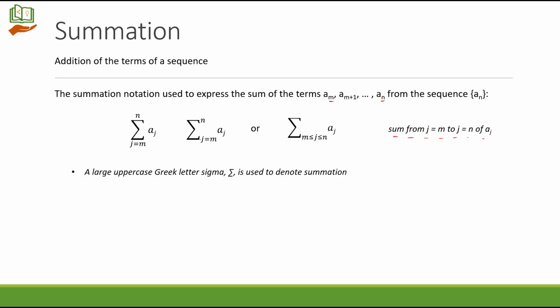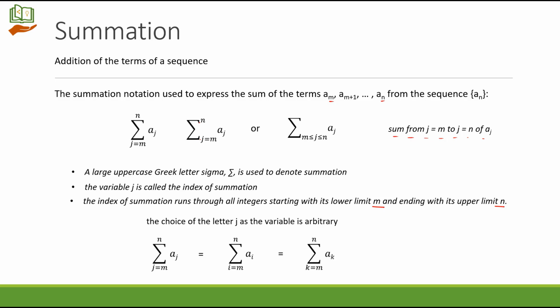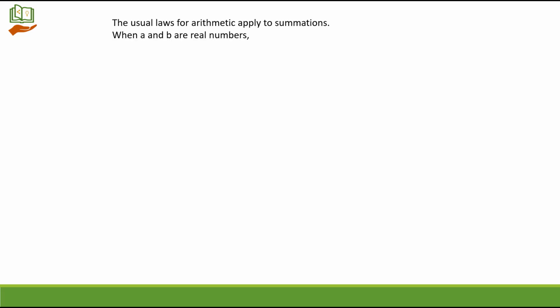A large uppercase Greek letter sigma is used to denote summation. The variable j is called the index of summation. The index of summation runs through all integers starting with its lower limit m and ending with its upper limit n. So m and n are the lower and upper limits respectively. The choice of the letter j as the variable is arbitrary. You can use j or i or k. These three variables are usually used as the index. The usual laws of arithmetic apply to summations also.